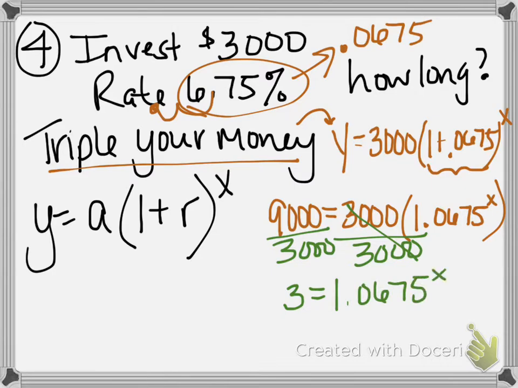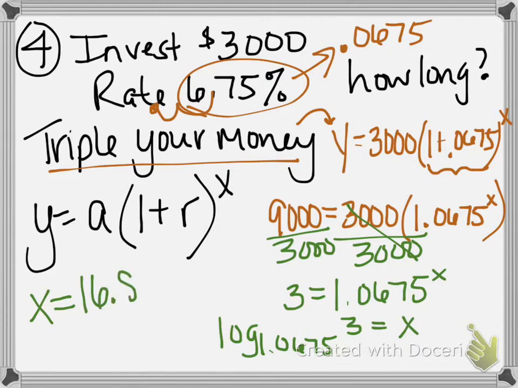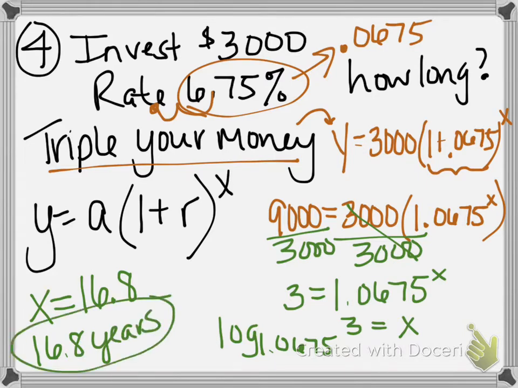And now I write my log. Log base 1.0675 of 3 equals x. And when I solve for x, I get about 16.8. So it would take about 16.8 years in order for my $3,000 investment to triple at a rate of 6.75%.